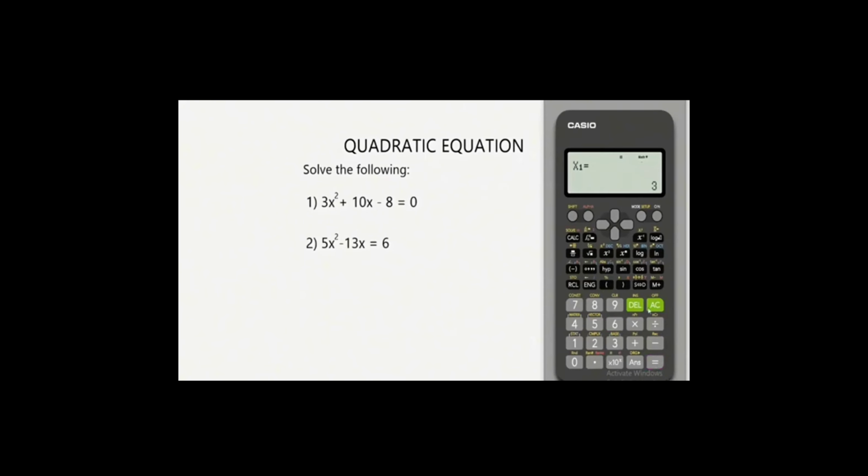So we have x1 to be 3 and x2 to be what? Minus 2 over 5. So this is basically how you can solve problems involving roots of quadratic equation fast and easily using the Casio fx-991 ES Plus second edition scientific calculator.